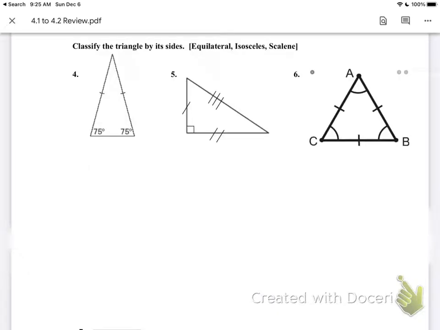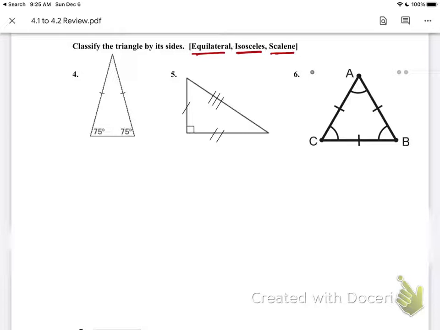Okay, here the problem says classify the triangle by its sides. So by its sides, we're going to use one of these words. Equilateral means all the sides are the same. Isosceles means at least two sides are equal. And scalene means that no sides are equal. Okay, you should go back and look at your notes if this vocab is not coming back up to mind quickly.